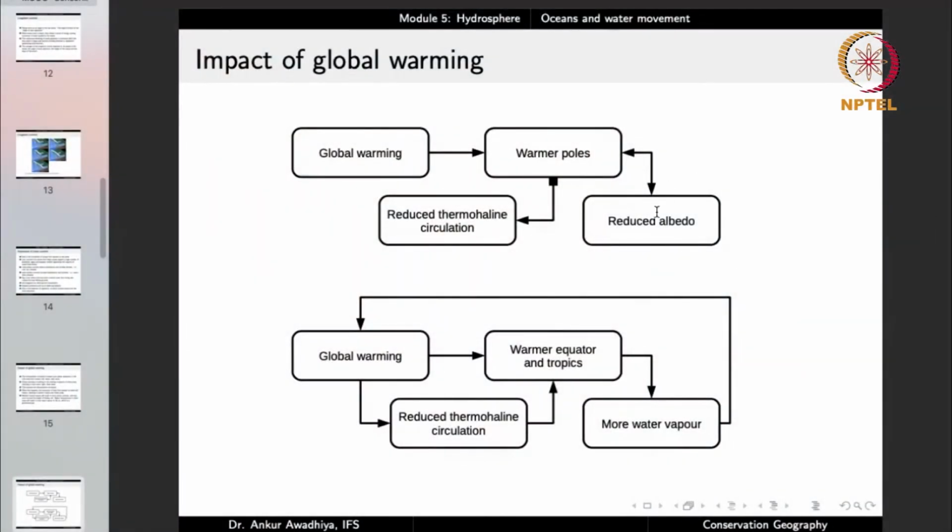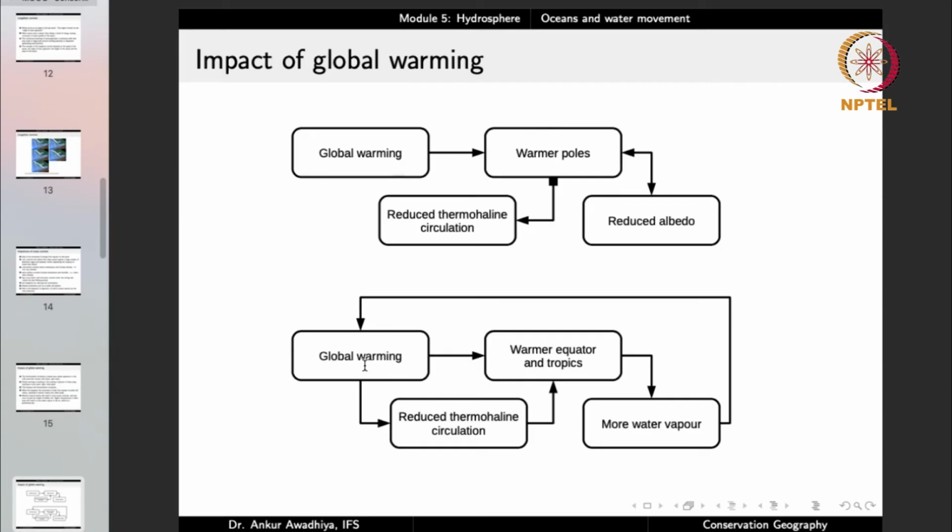And when more sunlight is absorbed, the poles will become even warmer. So, with reduced albedo, we will have an even warmer pole, which will further lead to more melting of ice, further reducing the albedo, which will further warm the poles. So, this is a positive feedback. If there is global warming, the poles will become warmer and warmer with time.